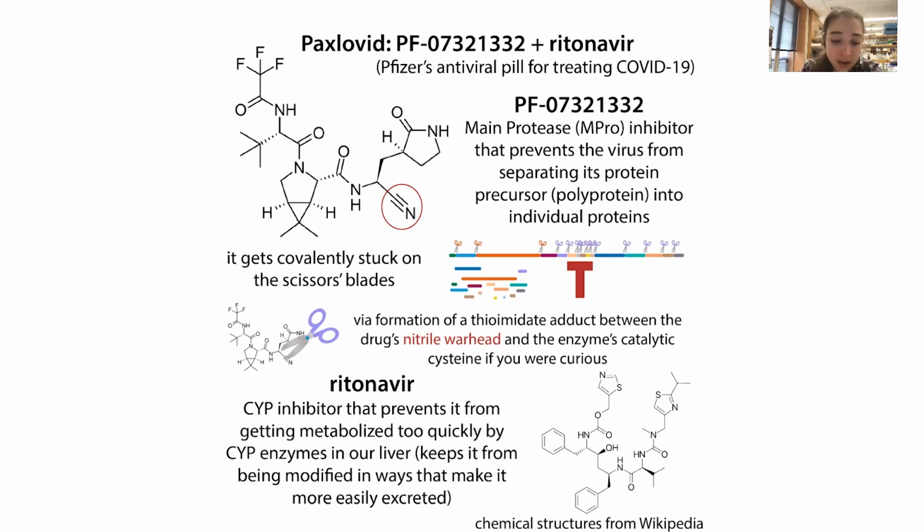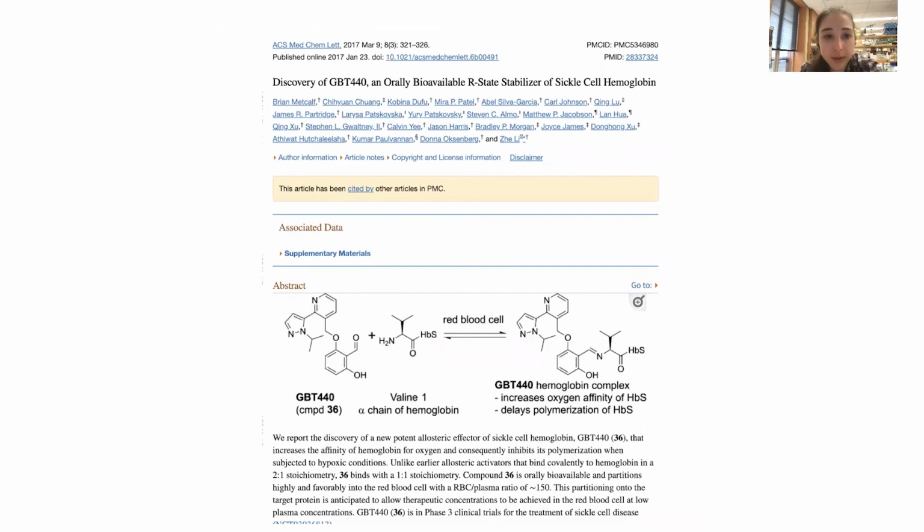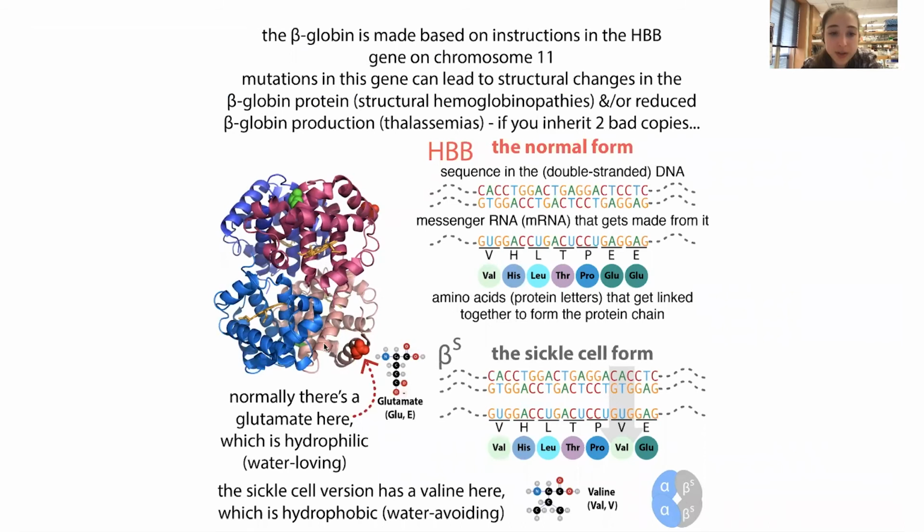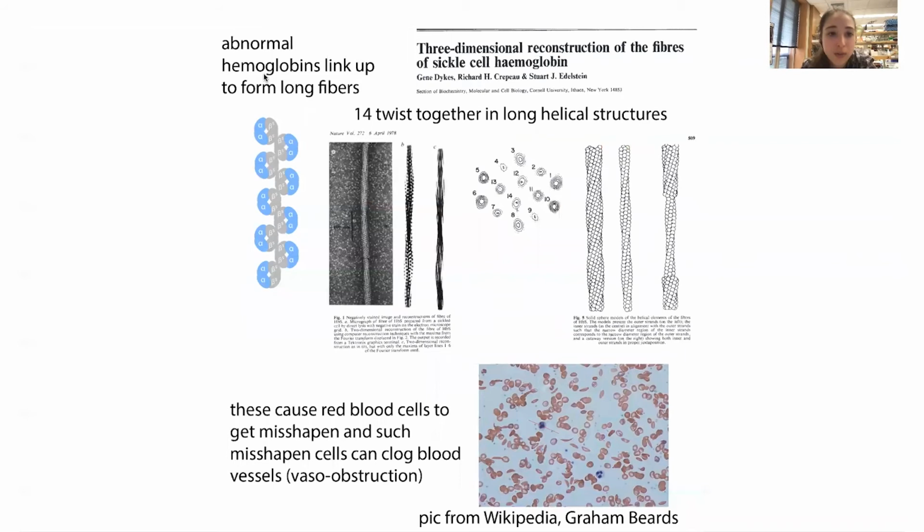Another example is, so this isn't an enzyme inhibitor, but this was a very cool drug that's actually FDA approved, GBT-440. It's an orally bioavailable R-state stabilizer of sickle cell hemoglobin. So this drug, Voxelotor, is used to treat sickle cell anemia, which is a disease caused when there's this mutation in the hemoglobin protein. This hemoglobin protein is responsible for carrying oxygen through the blood. And when you have this mutation, it causes the abnormal hemoglobins to link up and form these long fibers that then cause the blood cells to get misshapen, and therefore they clog up arteries.